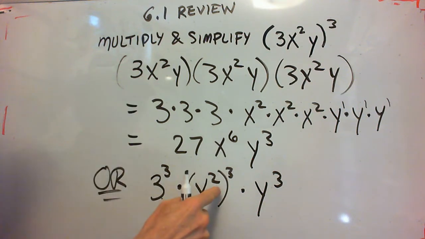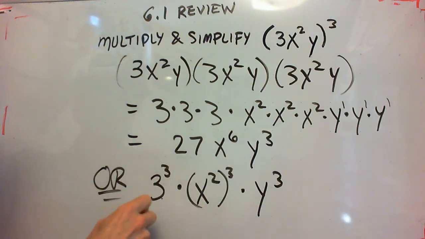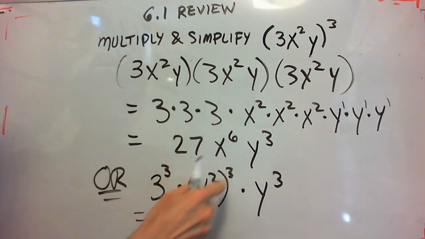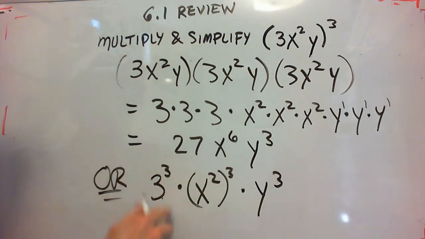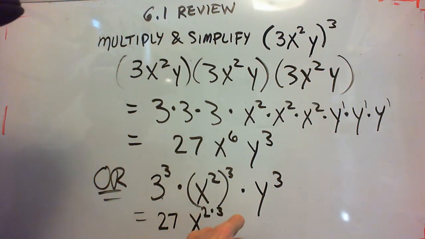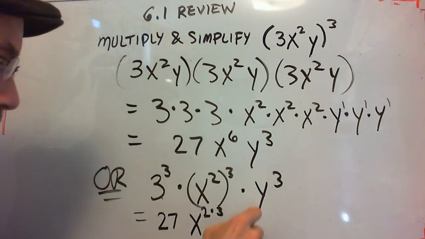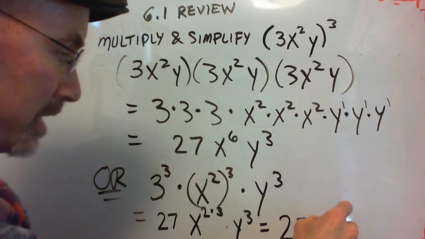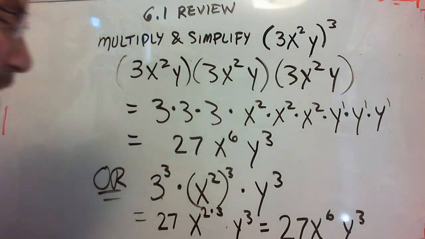Now, there's the exponent property, and look in your book or notes and review this. The exponent property, when we raise a power to a power, we multiply exponents. 3 to the third is 27. X squared raised to the third, we don't add exponents, we multiply them. 2 times 3, and then we have our y to the third, and that gives us our answer of 27 x to the sixth, y to the third.